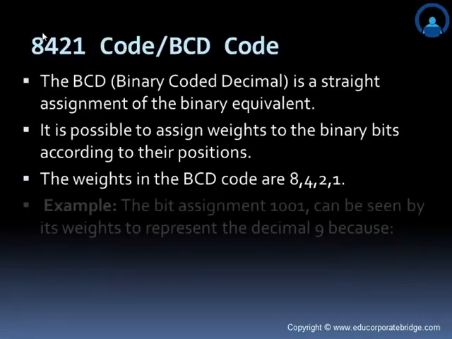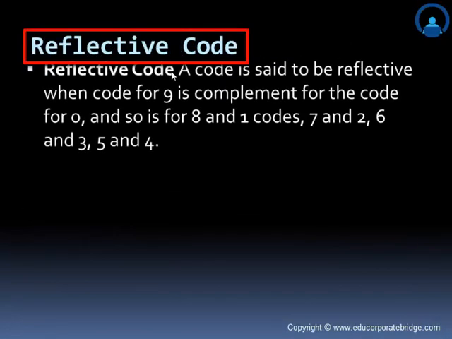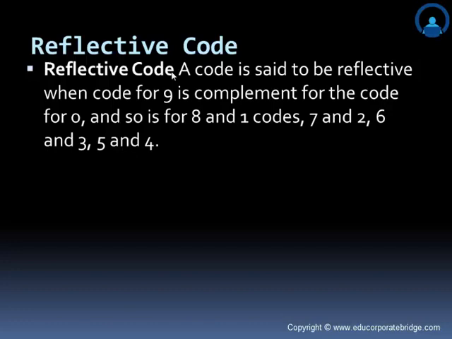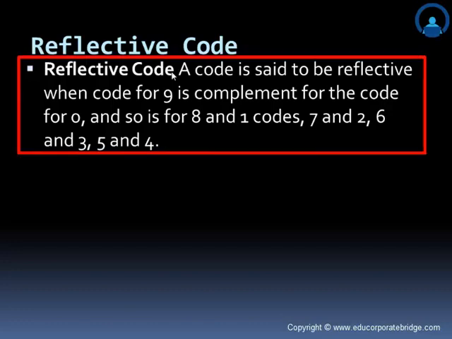So let's start with the new kind of code, which is a reflective code. The first definition: a code is said to be reflective when the code for 9 is the complement of the code for 0, the code for 8 is the complement of 1, the code for 7 is the complement of 2, 6 for 3, and 5 for 4.